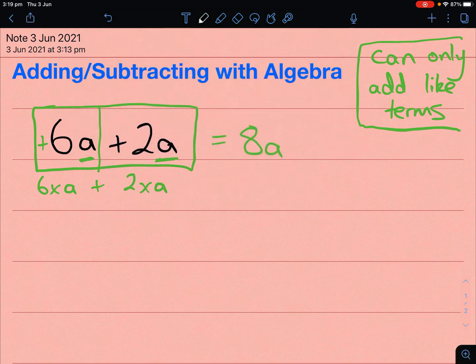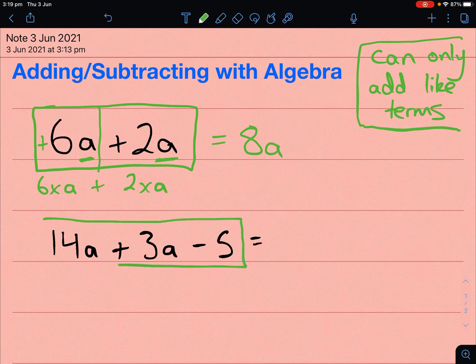Let's look at another one. So if we've got 14A plus 3A, take 5, I'm going to find out what this equals. Again, I suggest while you're learning this to draw the Lego blocks around it. It will really help you to be able to work out what you can add and subtract.